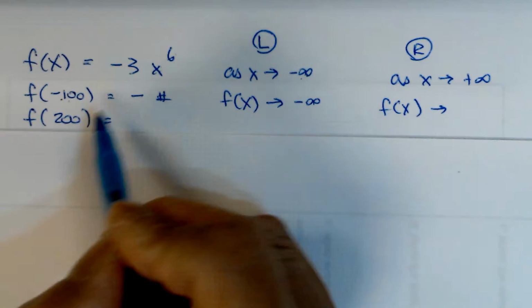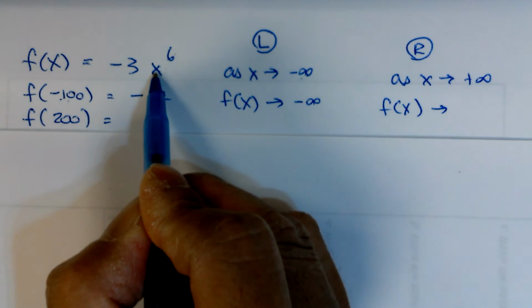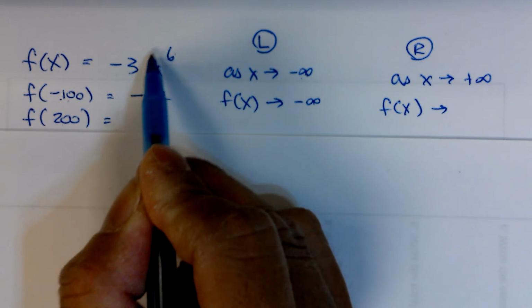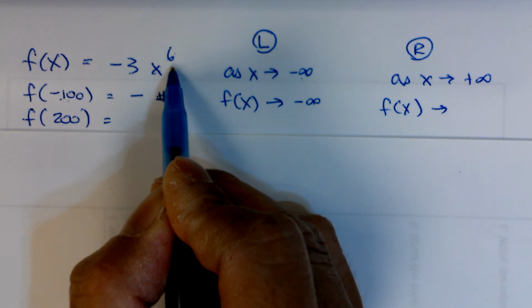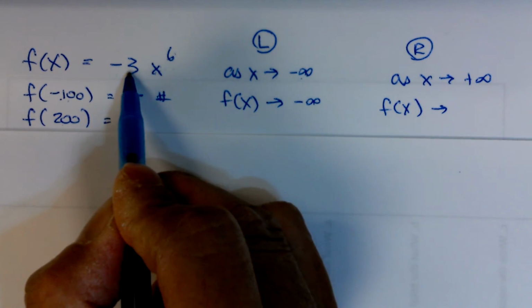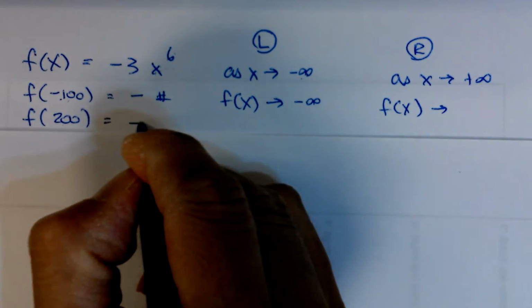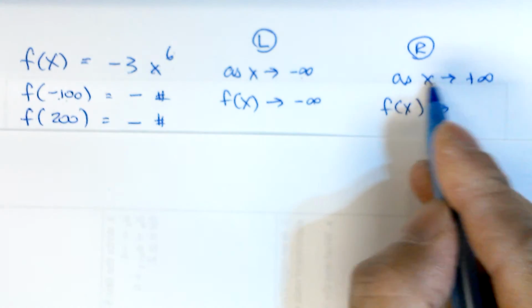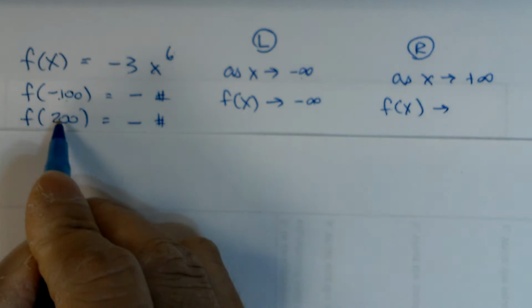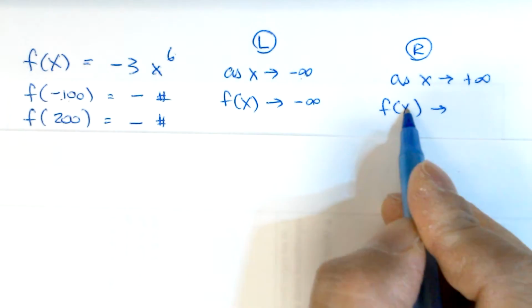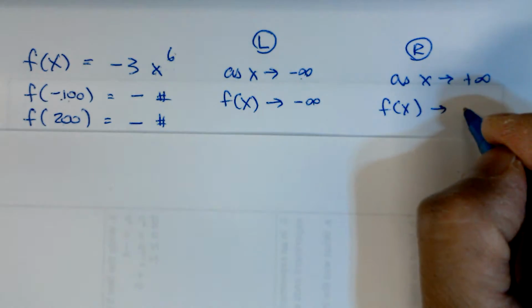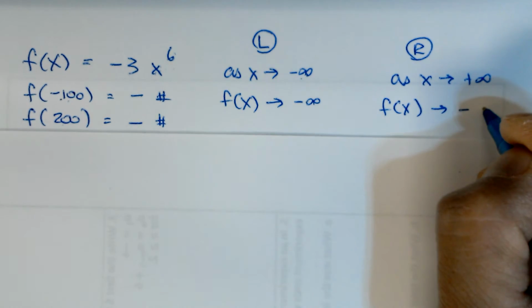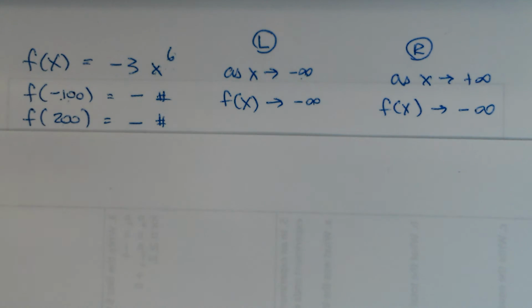So hopefully you saw that substituting 200 in for x to the sixth power gives you a large positive number, and then taking that positive number and multiplying by negative 3 gave you a negative number again. And so that means as x approaches positive infinity, when you put in a large positive number, the function became more and more negative, so that means f of x approaches negative infinity.